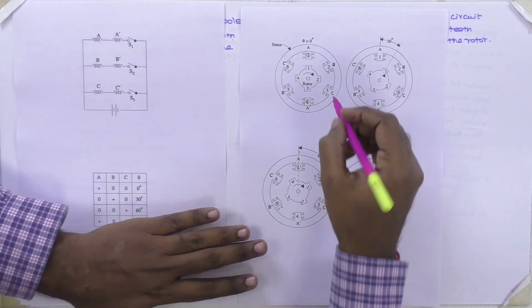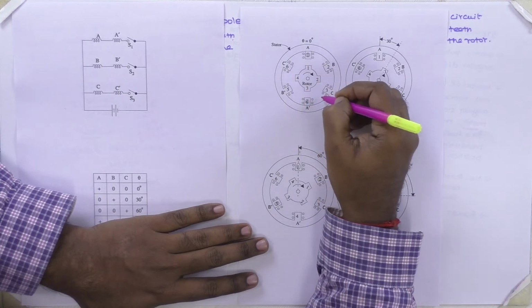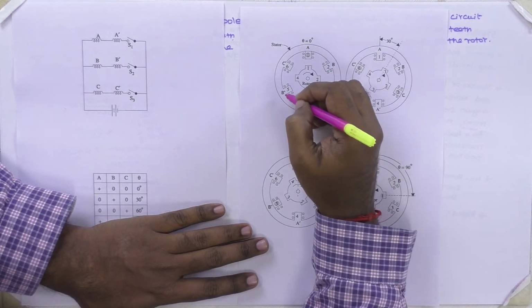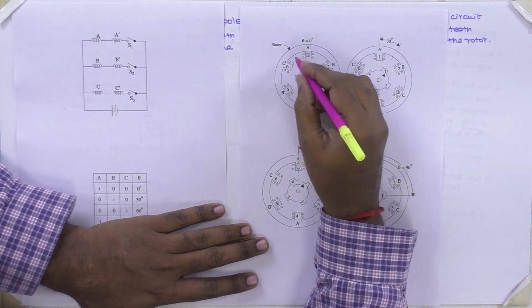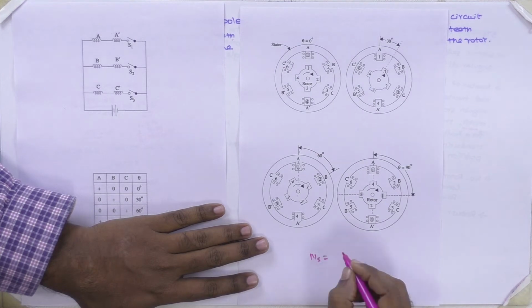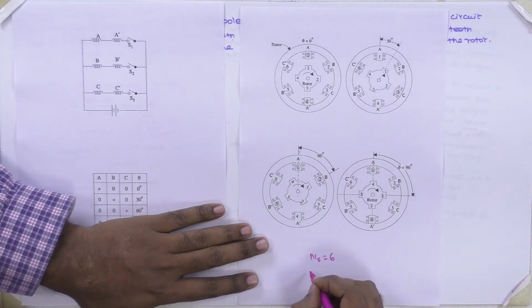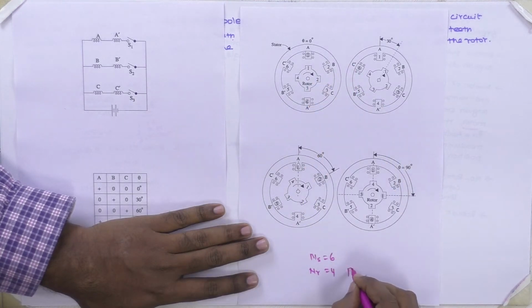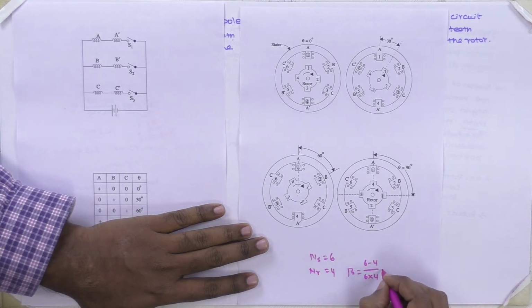Here is the number of stator phases: A, B, C, A dash, B dash, C dash. So the number of stator teeth is Ns equal to 6, and the number of rotor teeth is equal to 4. Then we can find the step angle, that is equal to (Ns minus Nr) divided by (Ns into Nr) into 360.